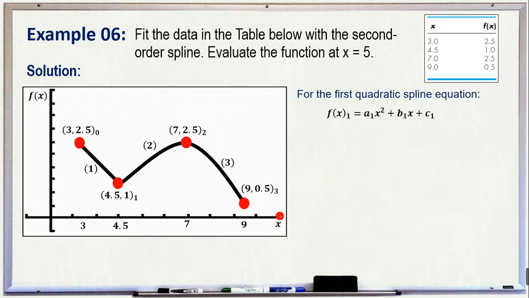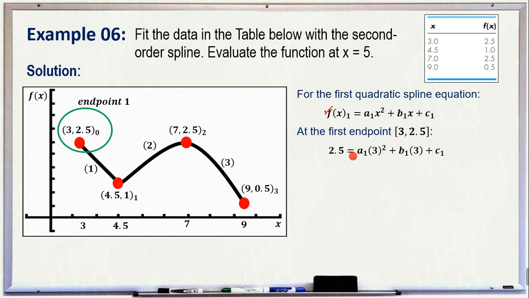Next, the first quadratic spline equation will coincide with our first endpoint, which is right here, whose coordinates are 3 and 2.5. So let's substitute these values to our first quadratic spline equation. So you will have this: 2.5 is equal to a sub 1 times 3 squared plus b sub 1 times 3 plus c1. Simplifying this expression will give you your equation 5.